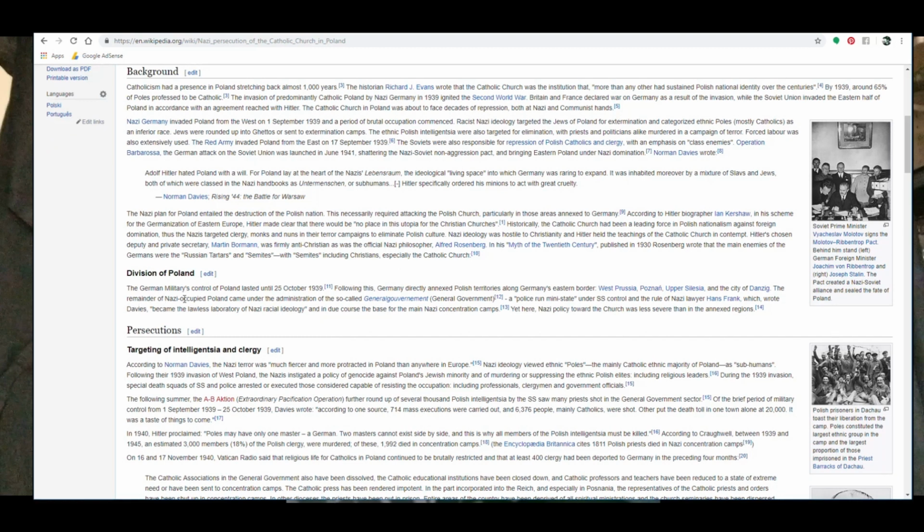German military control lasted until the 25th of October 1939. Following this, Germany directly annexed Polish territories along Germany's eastern border, west of the city of Danzig. The remainder of Nazi-occupied Poland came under the administration of the so-called General Government, a police-run mini-state under SS control and the rule of Nazi lawyer Hans Frank, which Davies wrote became the lawless laboratory of Nazi racial ideology and in due course the base of the Nazi concentration camps.